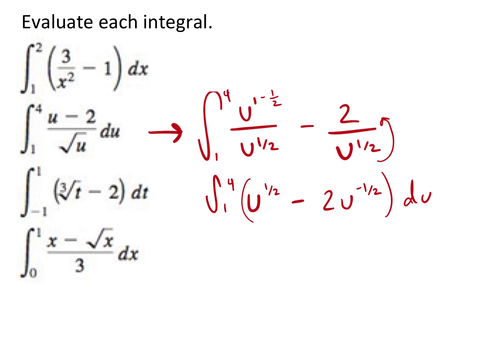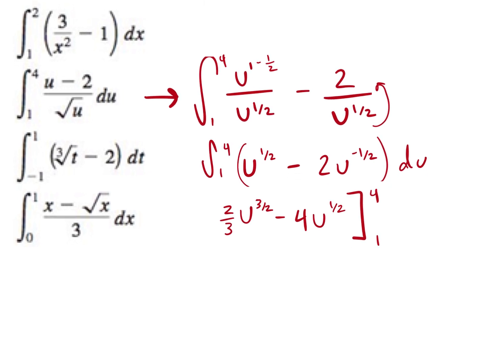So when we integrate, we add 1 to the exponent, so this would be u to the 3/2 power, and divide, times 2/3, minus, when we add 1 here, we get u to the 1/2 power, divided by 1/2. Can't have a fraction and a fraction. When we simplify this, this would be 4. You could keep, change, flip. Yep. And then we're taking the integral from 1 to 4.